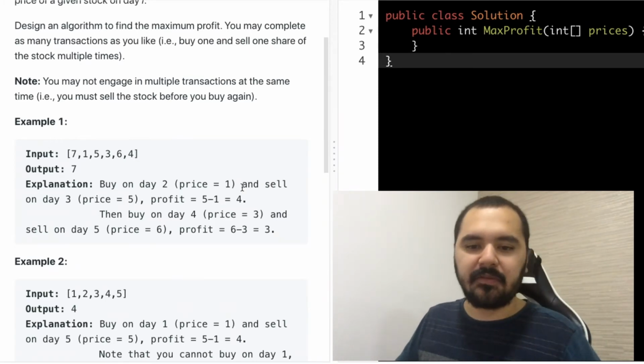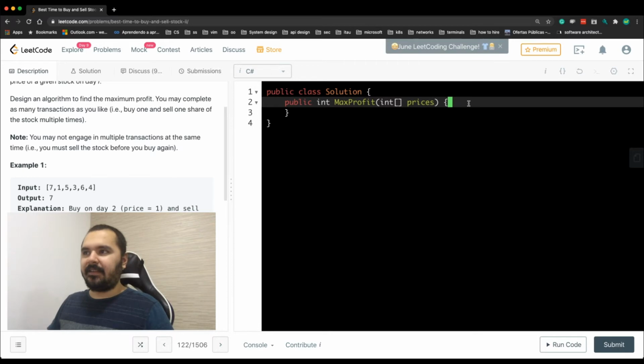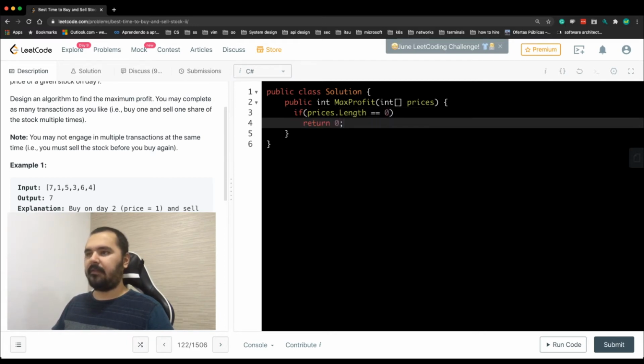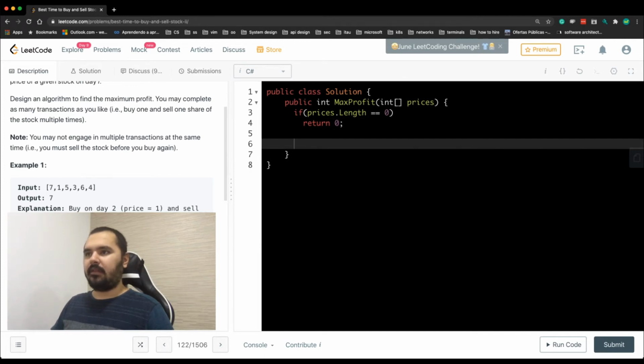So let's try to write some code. We can start by checking if the input is valid. So if prices.length equals 0, we can just return 0. Otherwise, we can start to iterate through the prices array. And yes, we can start at index 0. So our i equals 0, while i is less than prices.length, and i plus plus.